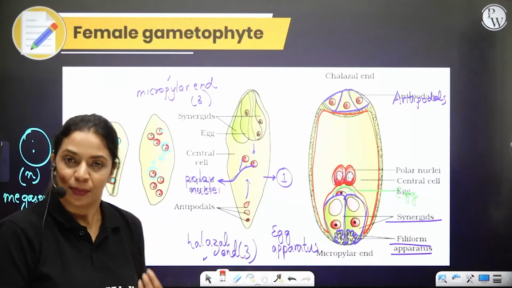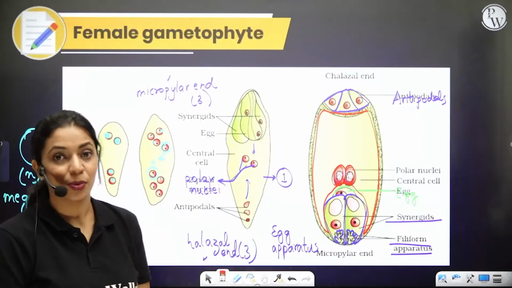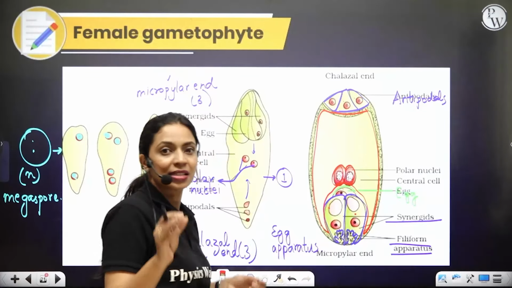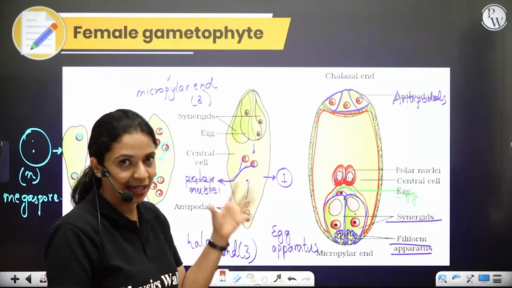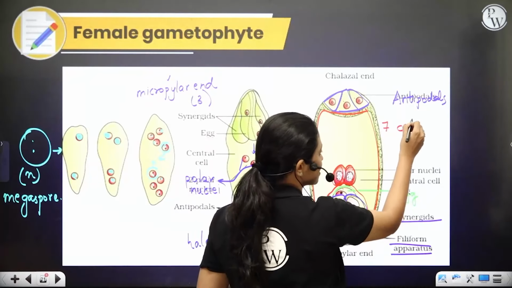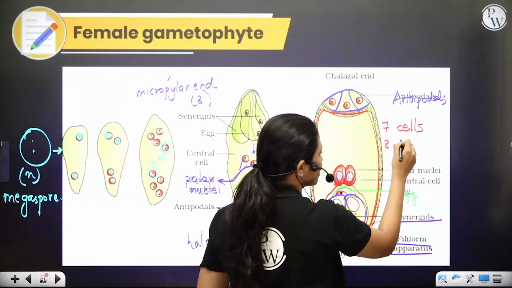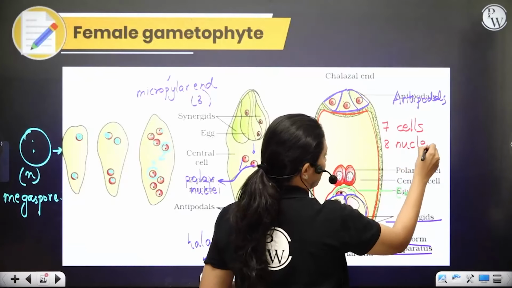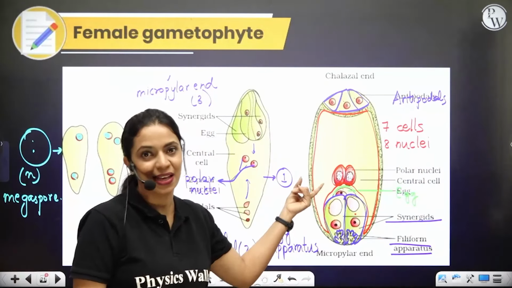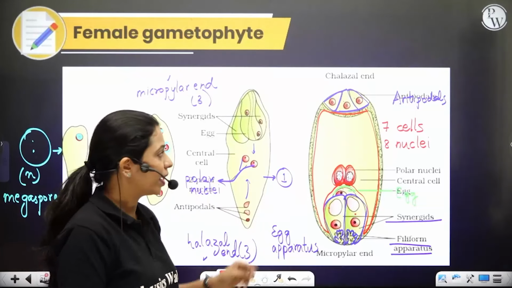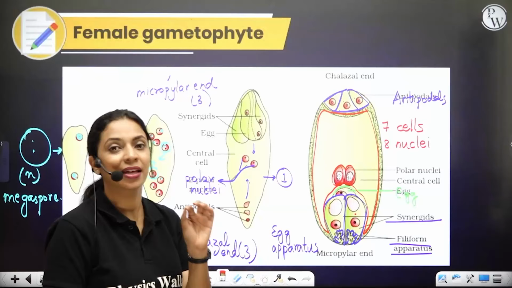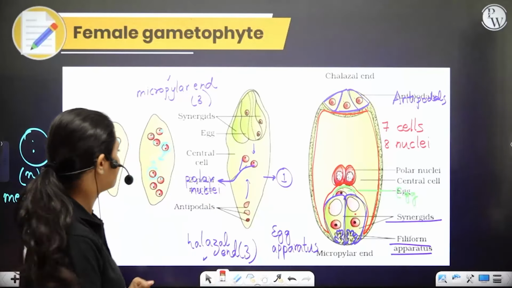So, the mature embryo sac in angiosperms will have 6 cells towards poles, 3 each, and one large central cell. Totally, there are 7 cells and 8 nuclei. Why are there 8 nuclei in 7 cells? Because one cell, that is the central cell, will contain 2 nuclei. Okay, so the embryo sac is 7-celled and 8 nucleate in angiosperms.